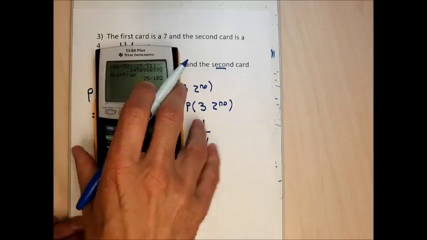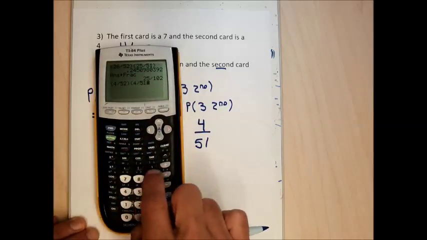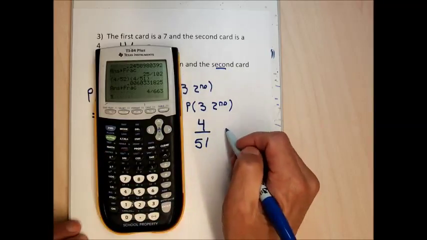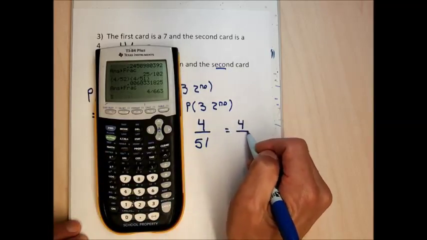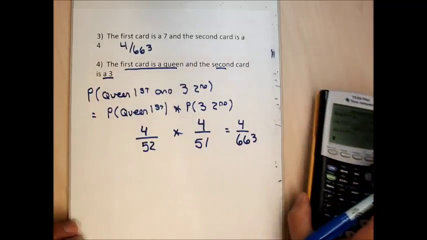When I multiply these fractions together, 4 over 52 times 4 over 51, and then use math, enter to reduce the fraction, I get the same answer that I wrote for your problem 3. So I think the answer here is going to be 4 over 663.